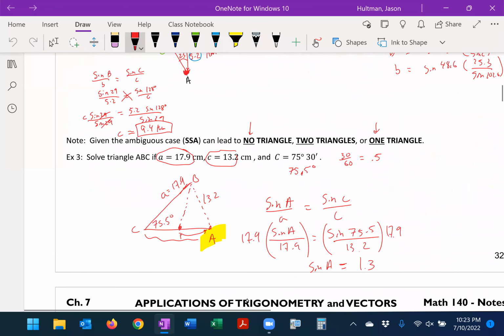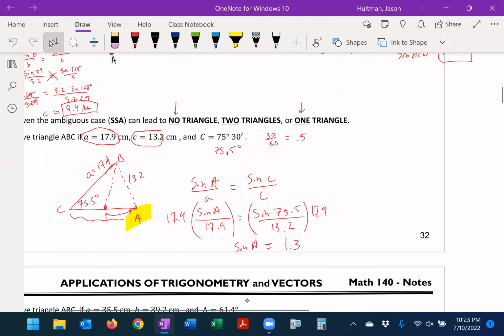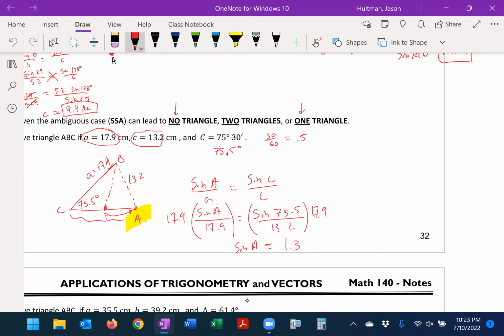So we have the sine of A of 1.3. Now, if I try to do the inverse sine of 1.3, I'm going to get an error. This is not good. Why is it not good? Think about that for a second. Why is the sine of A being 1.3 not good? What's the range of the sine? I can only go up to 1 and down to -1, right? So is there any angle that will ever produce a sine of 1.3? No. So what do we say? No triangle exists.